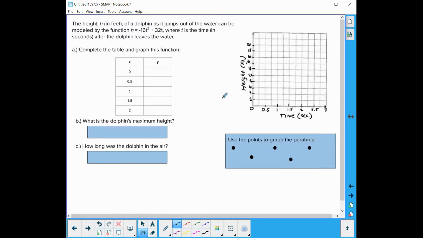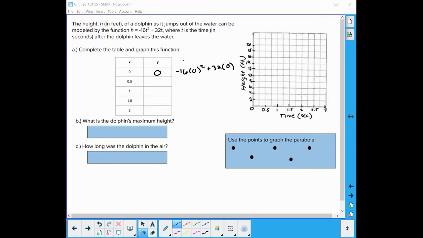And then the last one, I'm given a word problem. The height h in feet of a dolphin as it jumps out of the water can be modeled by the function h equals negative 16t squared plus 32t, where t is the time in seconds after the dolphin leaves the water. So they're giving me the values to plug into my function. So they gave me 0. So literally in Desmos, I'm going to type negative 16 times 0 squared plus 32 times 0. And that's going to give me 0.